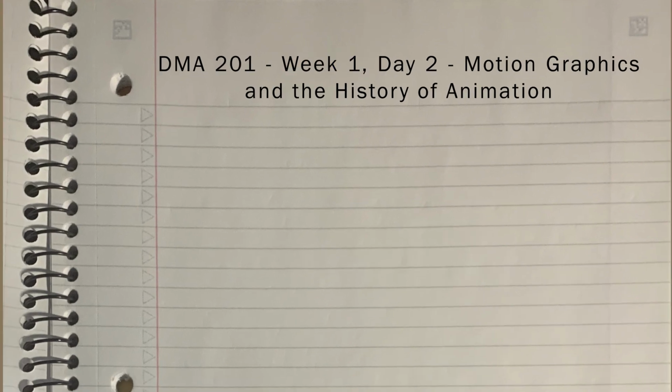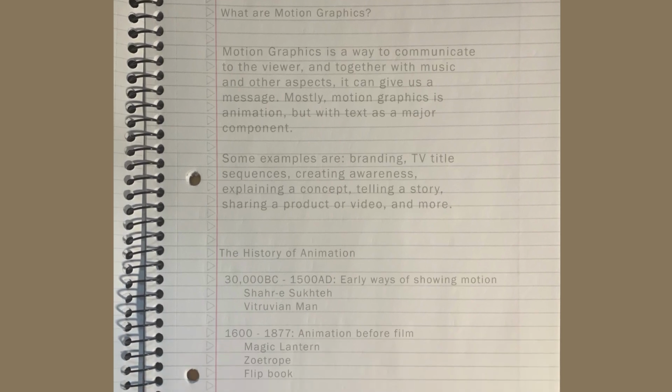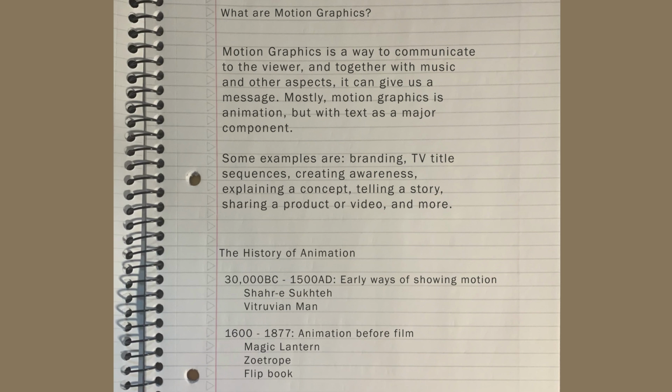For added ease, split your notes into sections. Each section should be about one aspect of the topic you are studying. You can do this in whatever way you feel works best, but I tend to separate my notes into just a few main topics. For example, if your notes are on motion graphics and the history of animation, each of those two topics can be their own section.